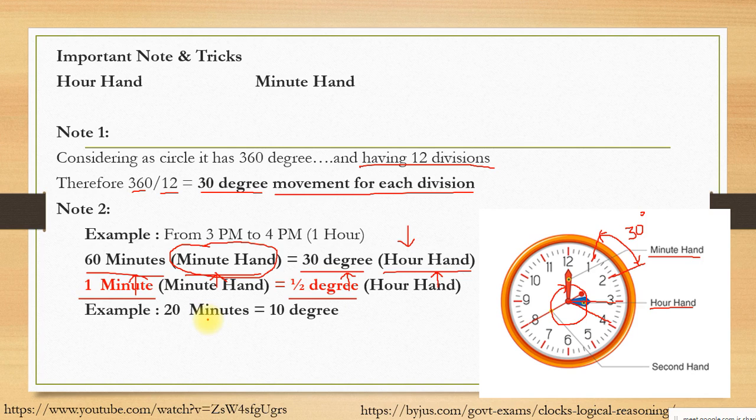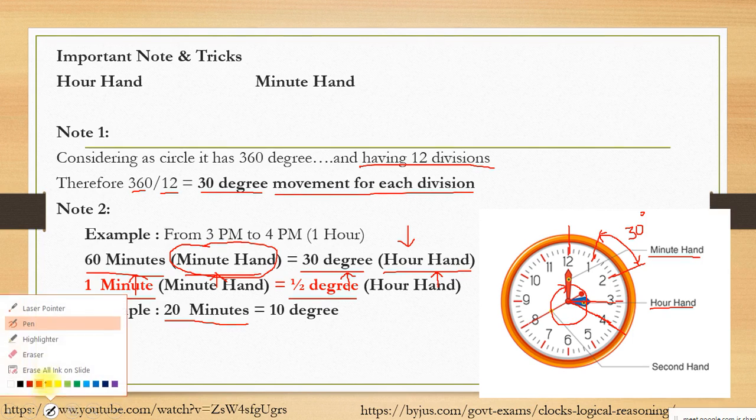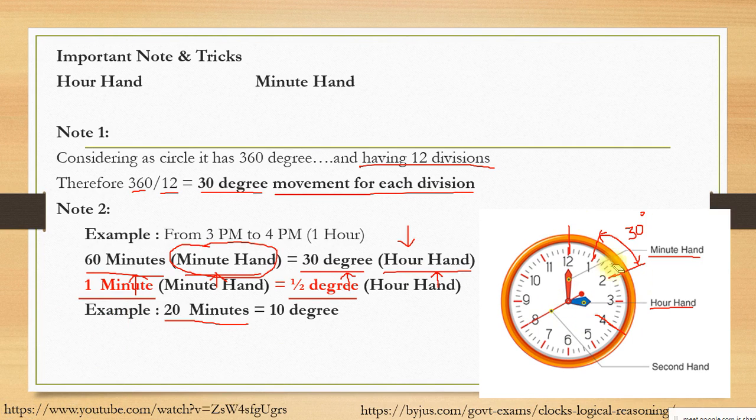Let me explain with an example. Imagine your minute hand is rotating for 20 minutes. For example, it starts at 12 and completes at 4. If we imagine it starts at 12 and completes at 4, the hour hand moves 10 degrees. So that is very important.